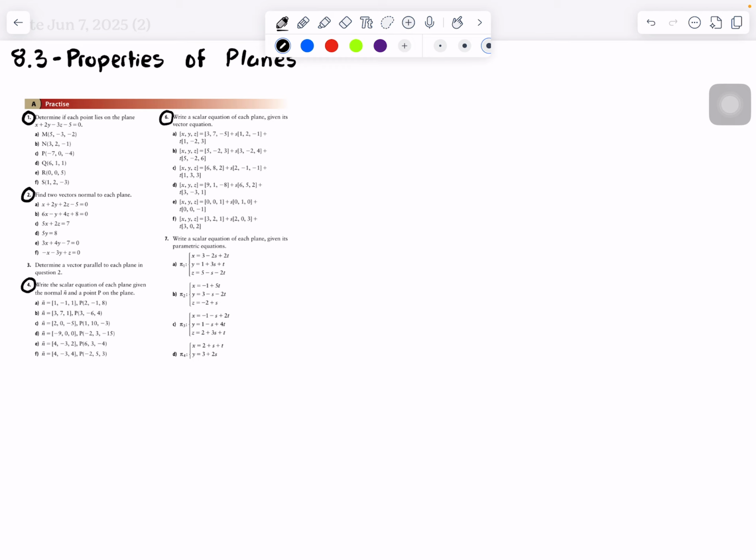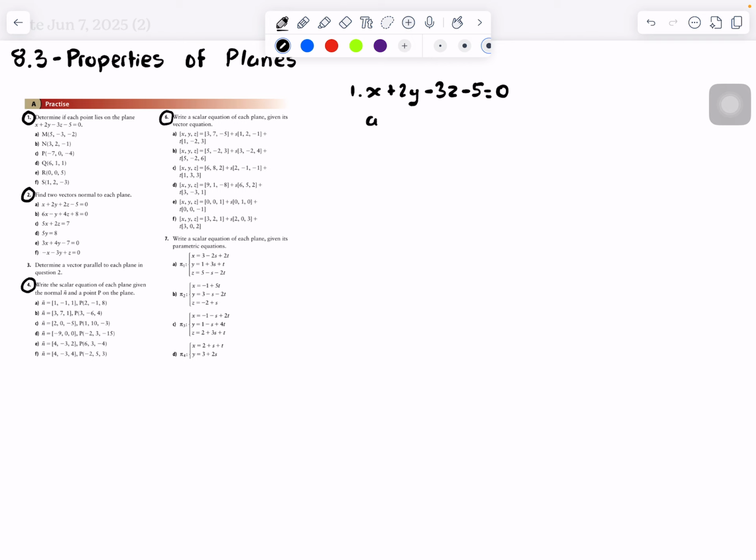So, question 1, we have: determine if each point lies on the plane. Geometrically, we think about planes as being some two-dimensional surface that lives in 3 dimensions. But algebraically, we can just think of it as every point, and a point is an x, y, z trio, that satisfies this equation in particular: x plus 2y minus 3z minus 5 equals 0. So we're just looking to see if the point satisfies this equation.